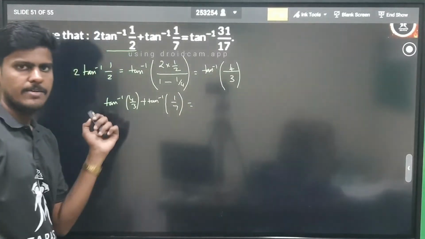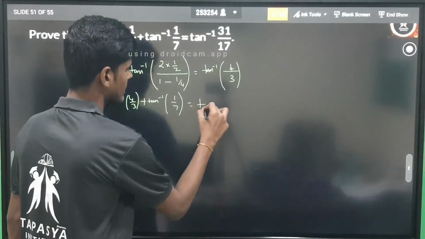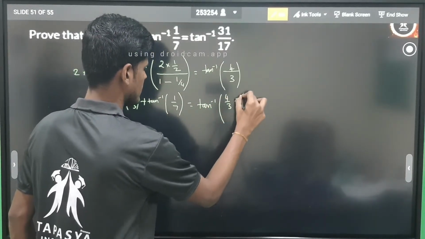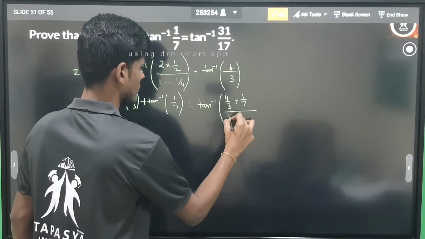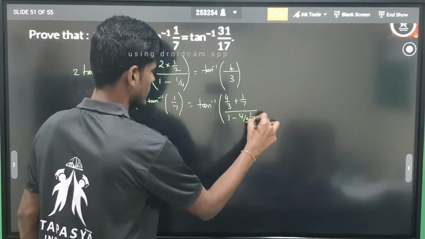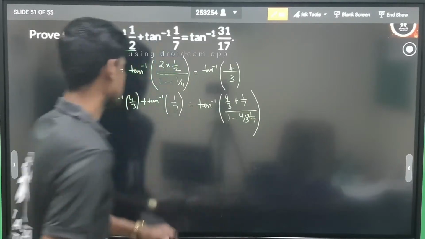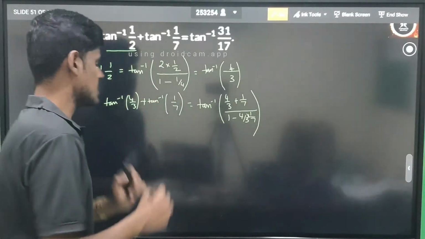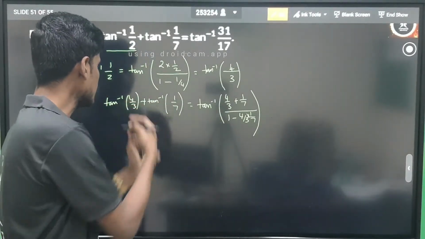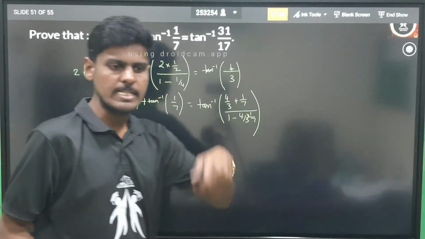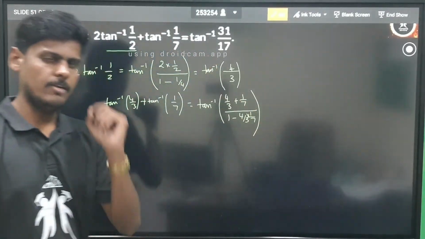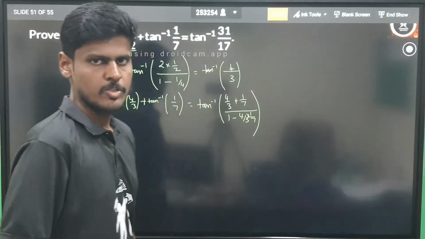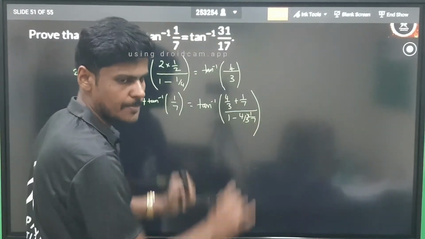Tan inverse x plus tan inverse y is nothing but tan inverse of x plus y divided by 1 minus xy, that is 4 by 3 plus 1 by 7 divided by 1 minus 4 by 3 into 1 by 7. Now remember, when we add these two, both numbers are greater than 0 and the product is 4 by 21, which is less than 1. So we can use this formula. Always remember which condition is satisfied by the given question, and based on that we choose the formula and apply accordingly.